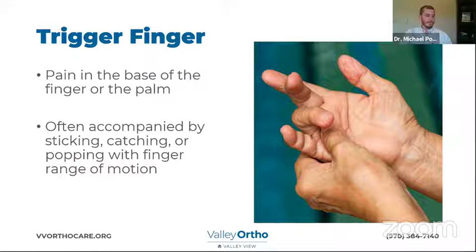First is trigger finger. Trigger fingers are common in patients of all ages, but I start to see them more frequently as patients get into their 40s and 50s and beyond. Symptoms you can see listed there: pain in the base of the finger, often accompanied by some form of mechanical symptoms, a sticking, catching, or popping sensation with finger range of motion.